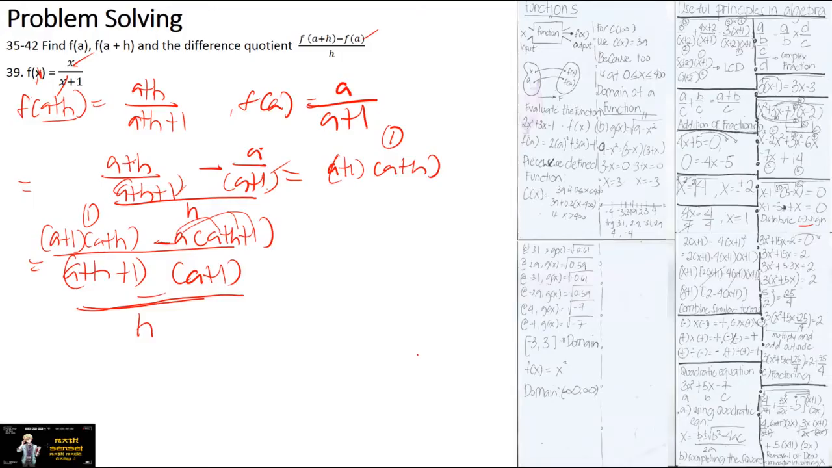Ito naman, distribute multiplication to: 8 times a, that's a squared. 8 times h, that's ah. 1 times a, that's a. 1 times h, that's h. Ito naman, ganoon din, distribute. So, kopyahin natin to. It will be a squared plus ah plus a plus h.